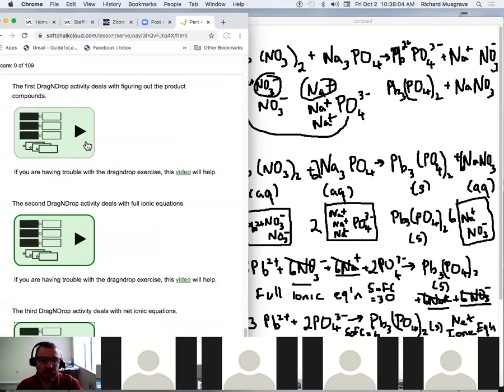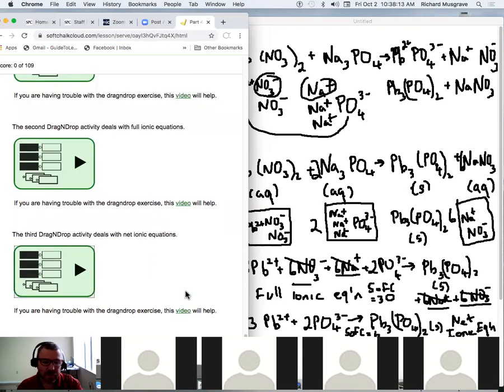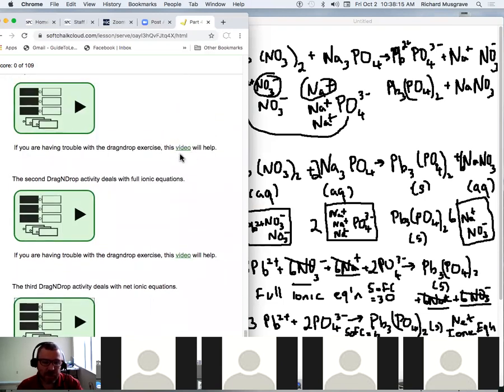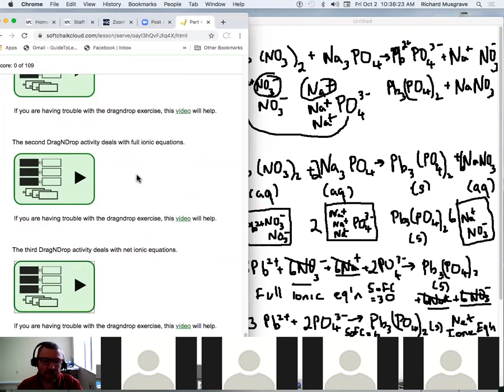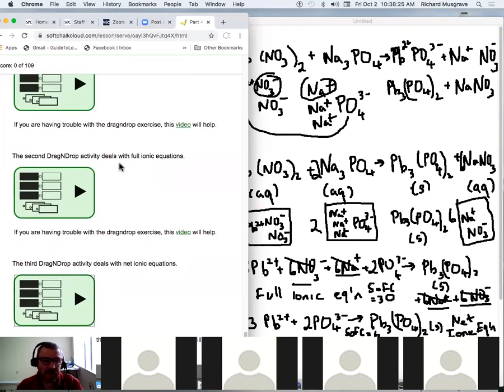The other thing, and this is what's really cool, is if you're having trouble with these exercises, I have videos linked for each of them. Videos linked that are specific to these actual activities. And you can watch those videos if you're having trouble with them. I think these are fantastic practice, but barely anybody ever does them.